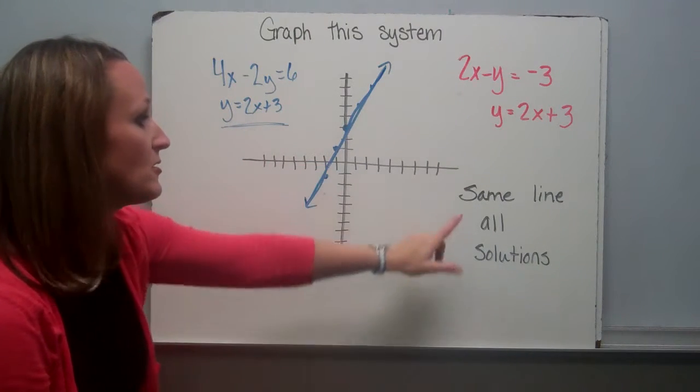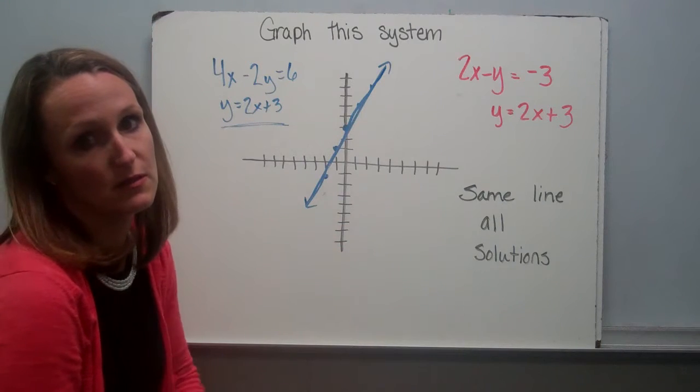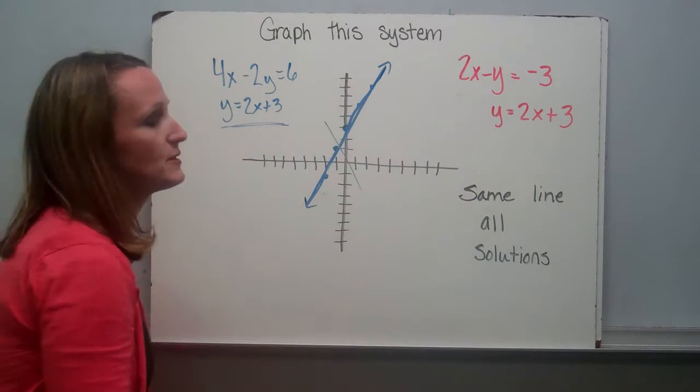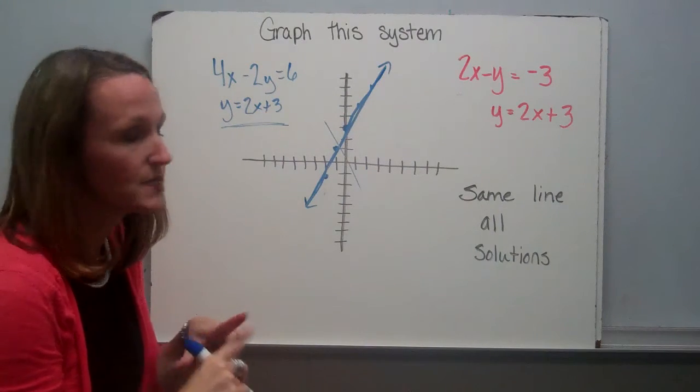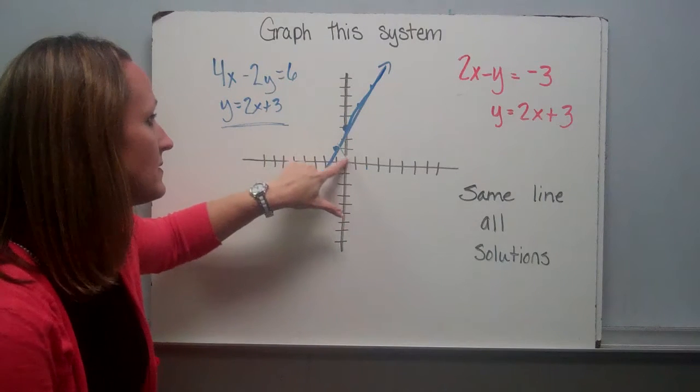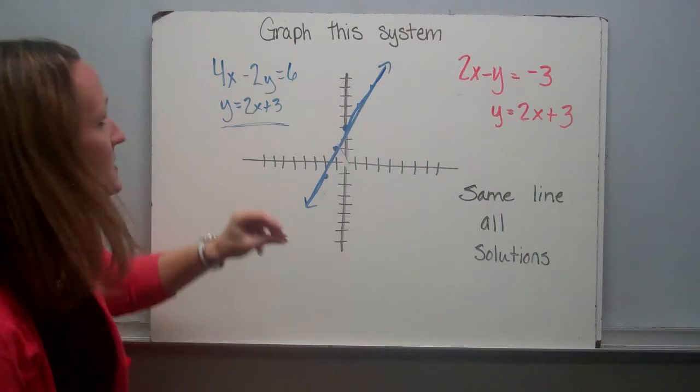When they're on top of each other, the same line, it's all solutions, because they're going to have all points. We're never going to cross like we did on the other one to have just that one point. So it's all solutions because they are the exact same line, not just one point. All points are the same.